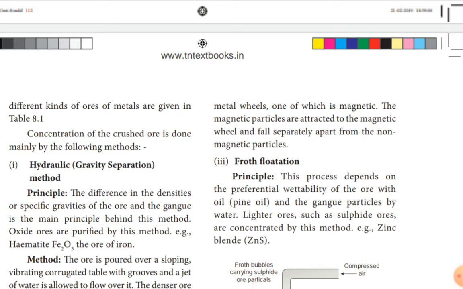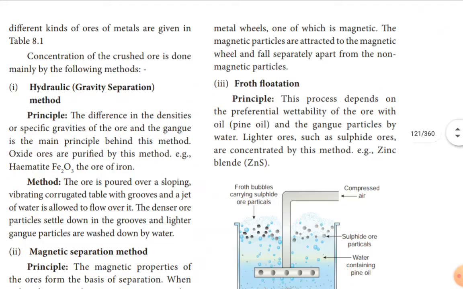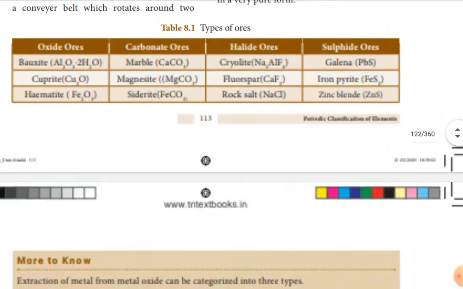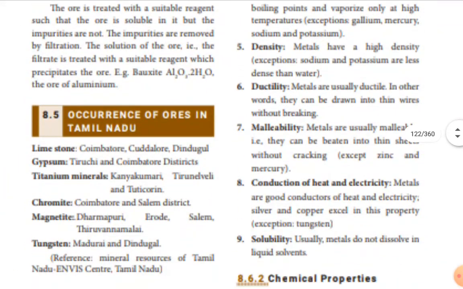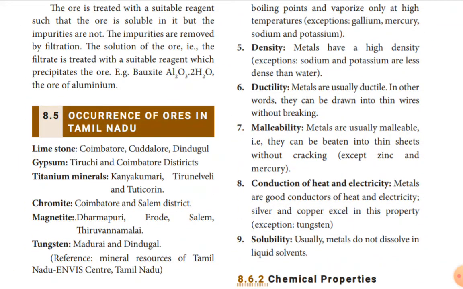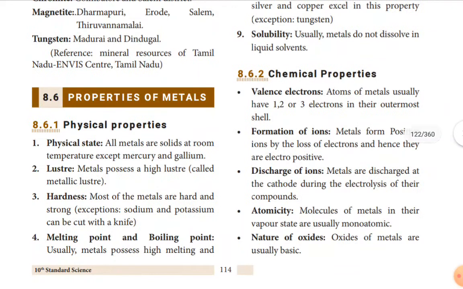This is more or less used for the purification of more pure form of ore. Then also we have learned about the occurrence of ores in Tamil Nadu and properties of metal. Properties of metal that you know very well.